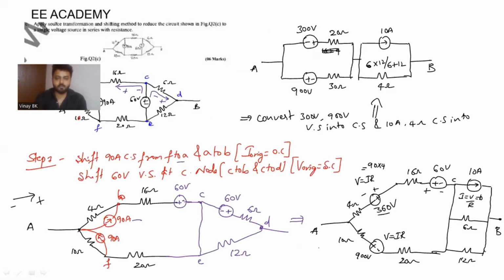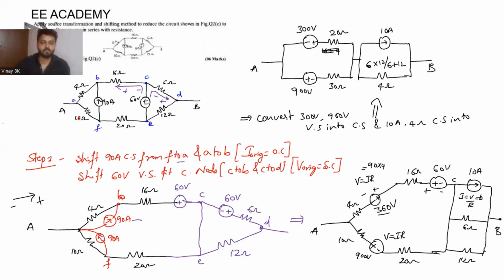So if you want to recall once, you can see here the sources. First, what you're doing, you are shifting the current source from F to A to B. Then you are shifting the voltage source from C to B, C to D. The original current source becomes open, the original voltage source becomes short circuit. After that, again you are transforming 90 amperes 4 ohm, 90 amperes 10 ohm current sources into voltage source, and 60 volts 6 ohm voltage source into current source. Then you can get the second circuit, this one, second step.